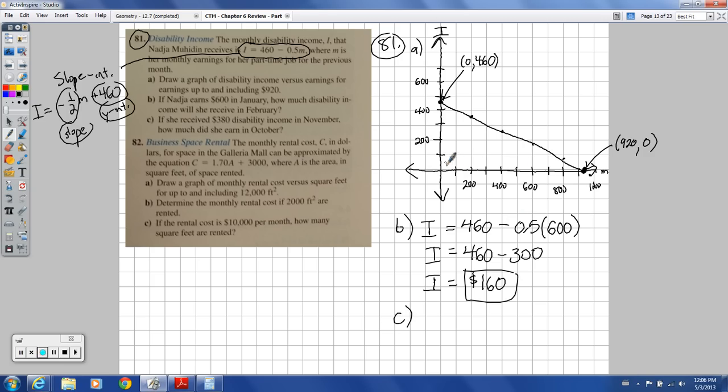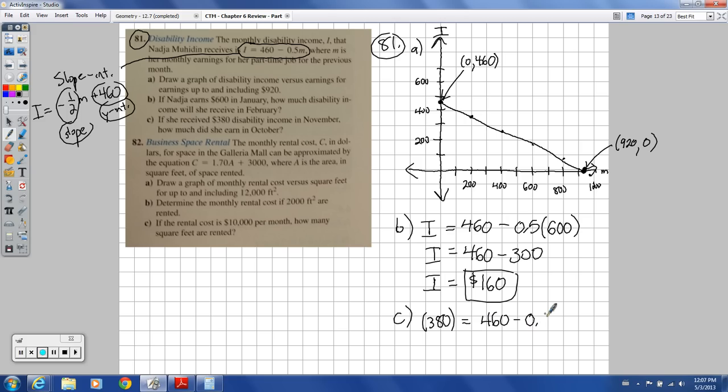And then part C, if we look at the graph too, we can verify that at 600 it looks like it's about 160. So that's a good way to check your answer there. Now, if she received $380 disability income in November, we're talking about the previous month, how much did she earn in October? This is the one where I want to plug this in. I'm plugging in the disability income as 380 and solving for the monthly income she earned in the previous month.